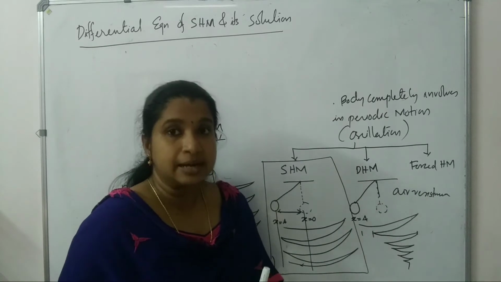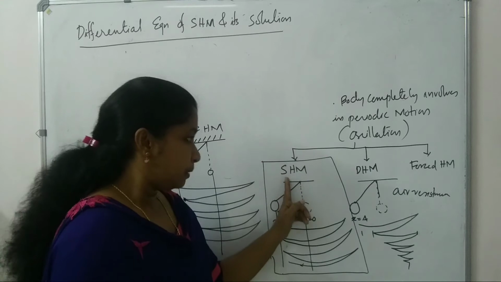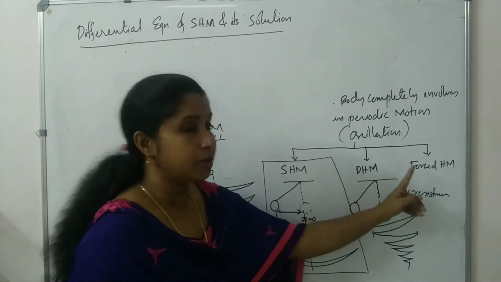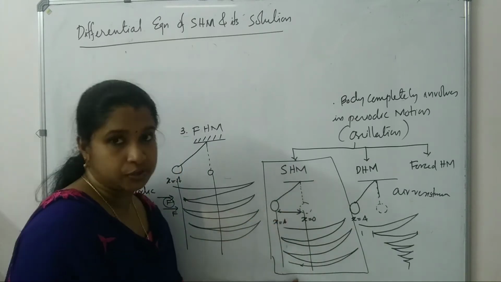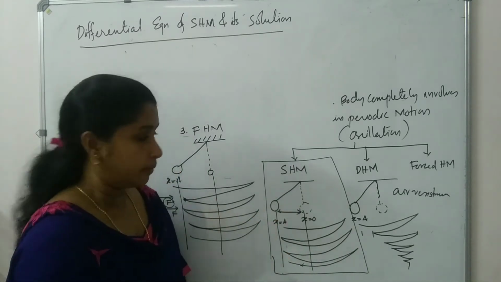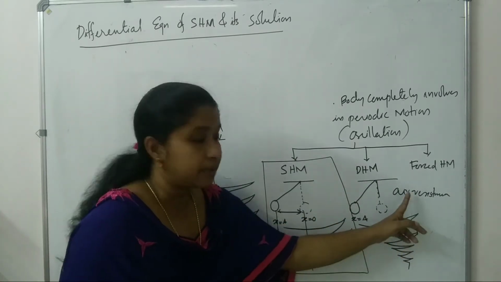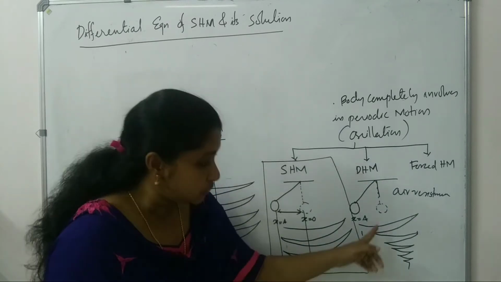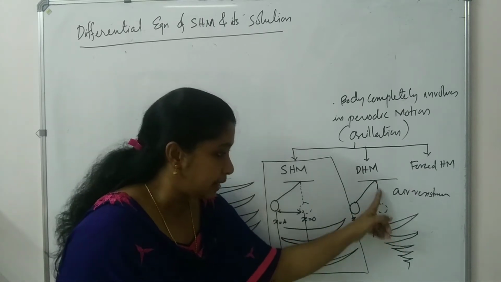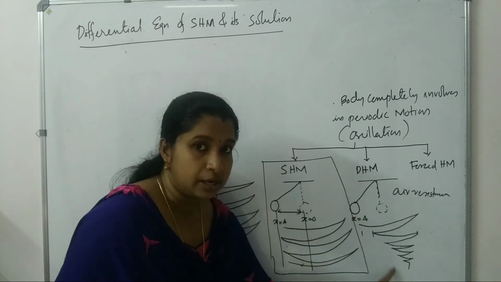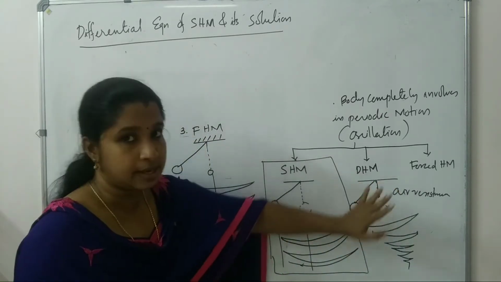So this is the general classification of oscillation. There are three kinds of oscillations: simple harmonic motion, damped harmonic motion, and forced harmonic motion. In simple harmonic motion, the body oscillates with constant amplitude. In damped harmonic motion, the amplitude is not constant due to the presence of air resistance. That is, when time increases, the oscillation amplitude decreases and finally the body comes back to the equilibrium position, or the body is at rest. That is damped harmonic motion.